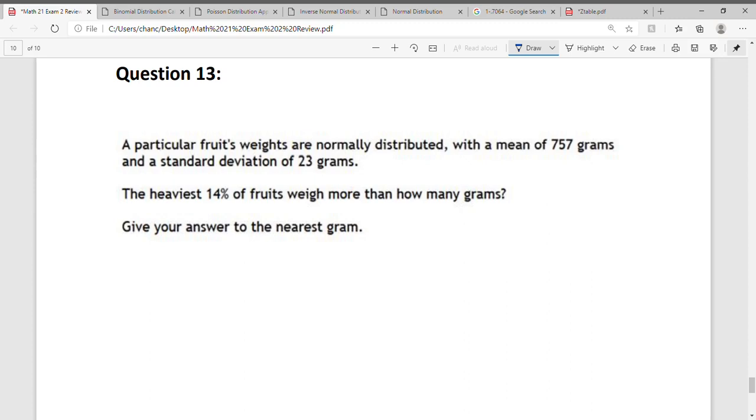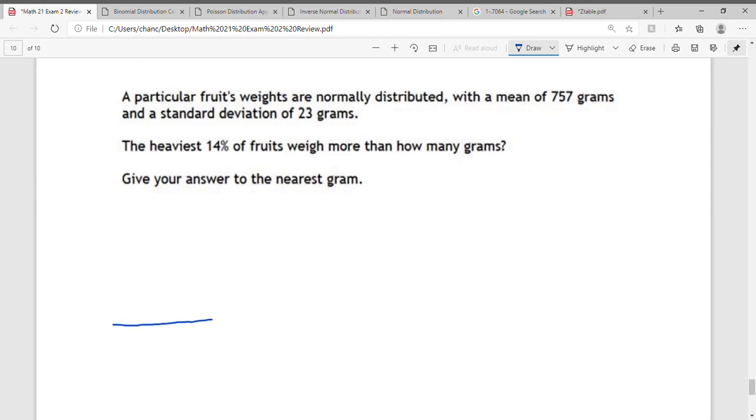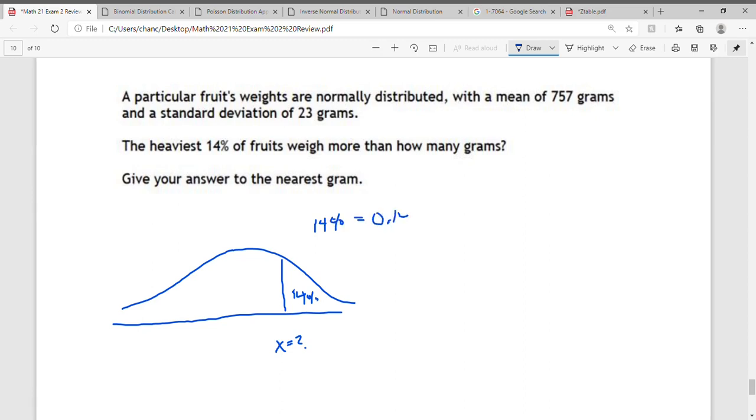Question 13. A particular fruit's weights are normally distributed with a mean of 757 grams and a standard deviation of 23 grams. The heaviest 14% of fruits weigh more than how many grams? Give your answer to the nearest gram. Now let's interpret the question. I want to figure out what x value will give me the heaviest 14%. Now 14% is equivalent to 0.14.